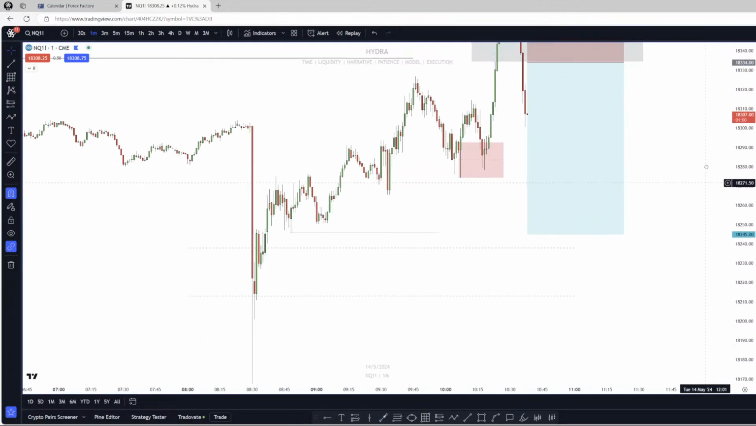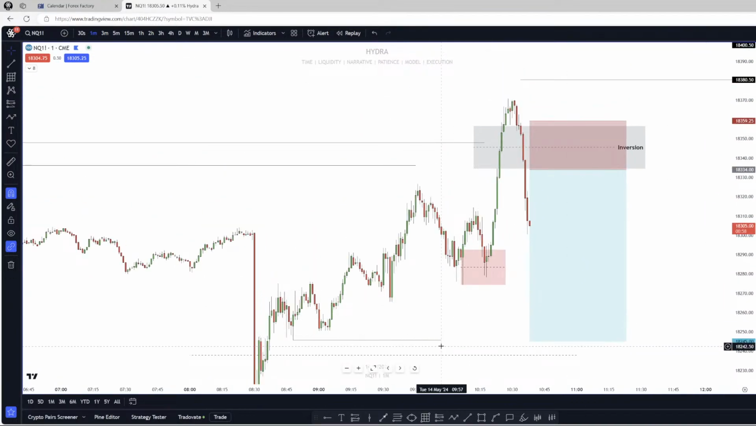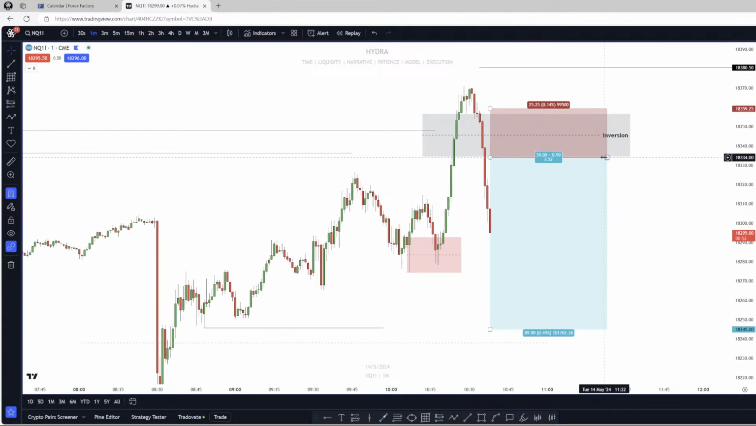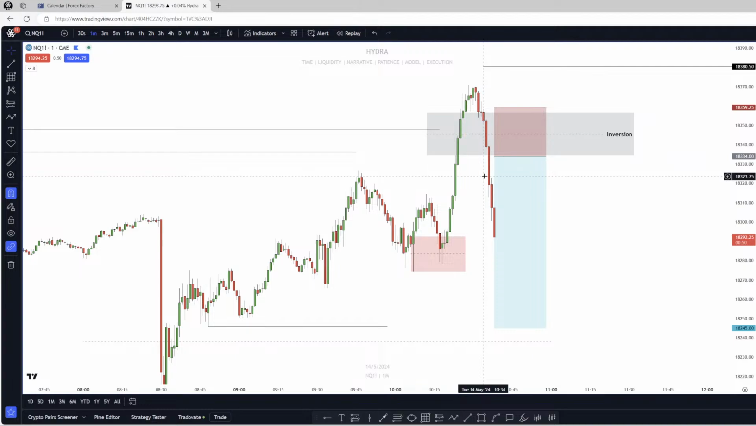This level is a must for a partial. So if you are in a short, you must take partial, take something off at this low. Look at that. We are not doing any retracement at all. This is just a sharp drop.